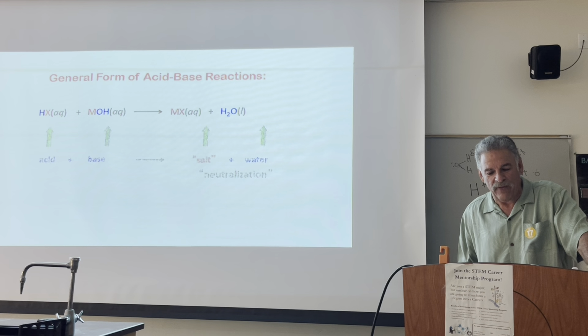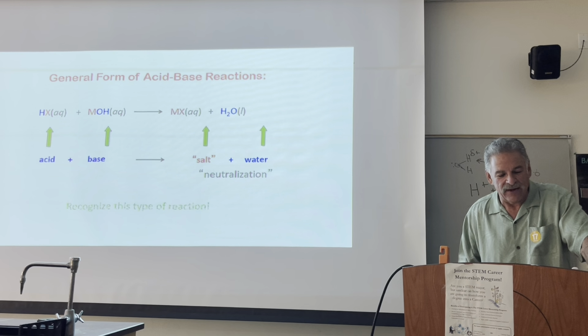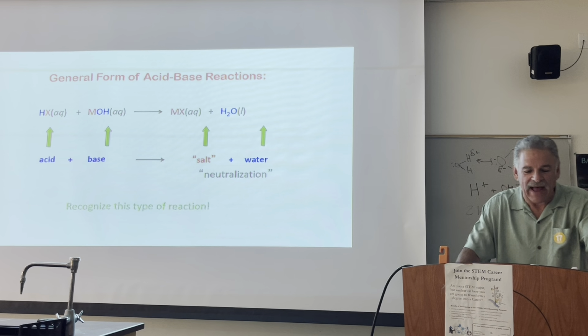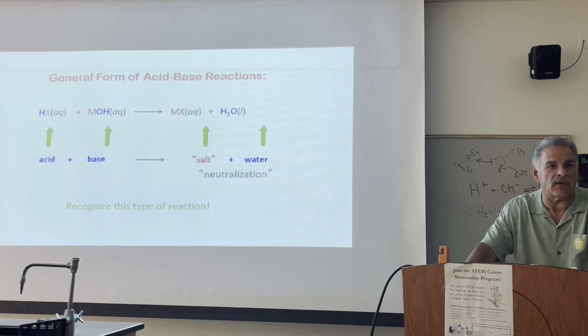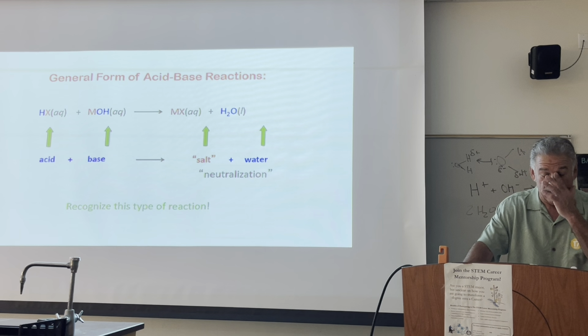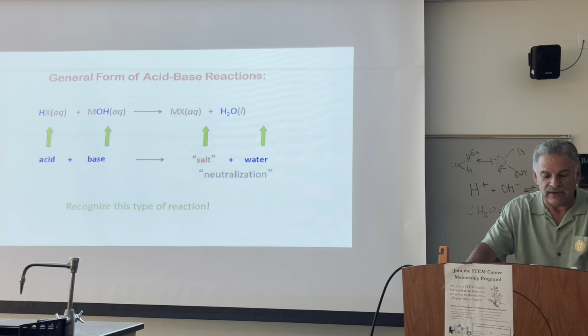Okay, the general form of acid-base reactions: we have an acid plus a base, and we form a salt and water. And the salt is what? Soluble. Right? So we have HX, MOH, and usually that's a metal, and then we form the metal salt in the double displacement. So double displacement we should recognize.